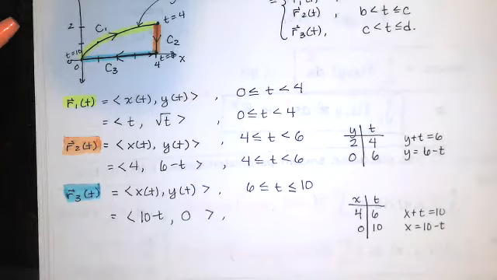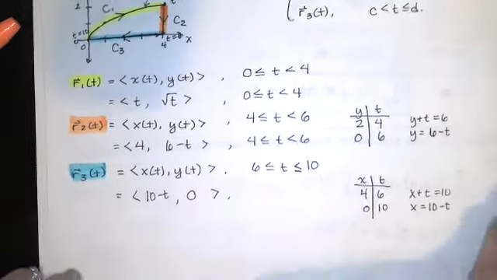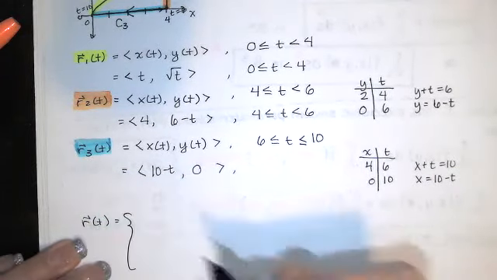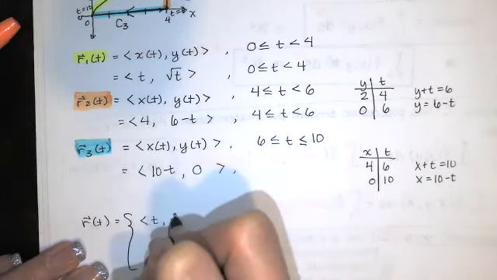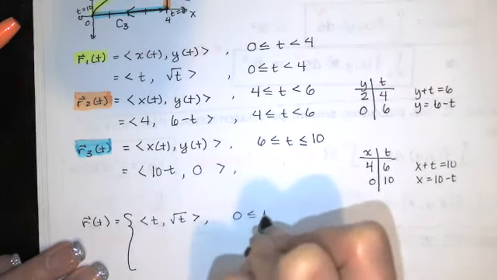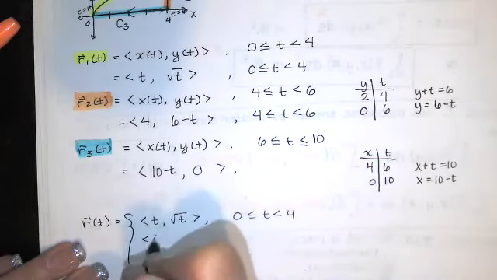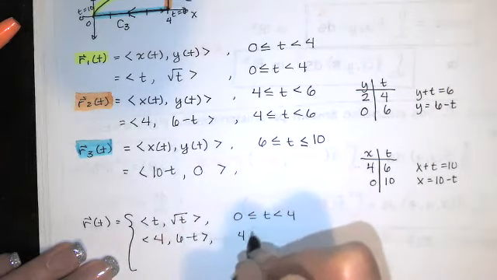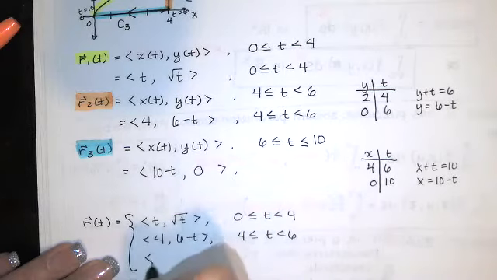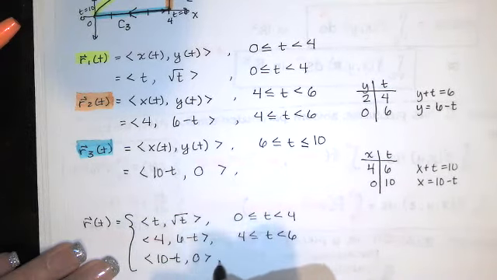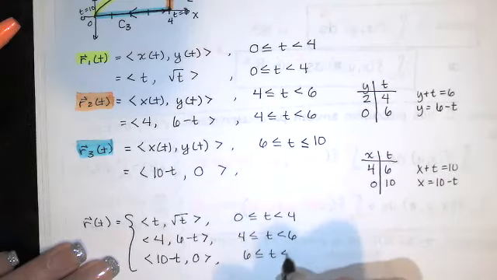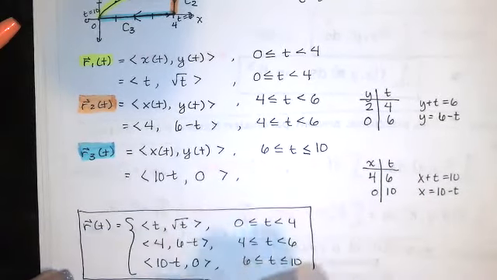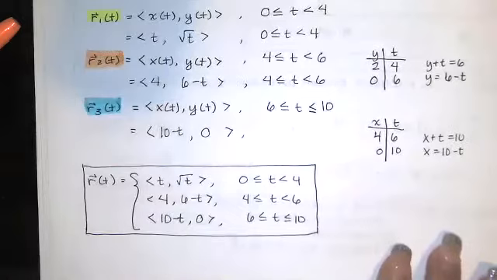Okay, so now we've got a piecewise smooth parameterization, almost. We've got all the components of it. r of t is t times i hat plus square root of t times j hat, for t on the interval from 0 to 4. And 4 times i hat plus the quantity 6 minus t times j hat on the interval from 4 to 6. And then we've got 10 minus t times i hat plus 0 times j hat on the interval from 6 to 10. And that is our piecewise smooth parameterization.